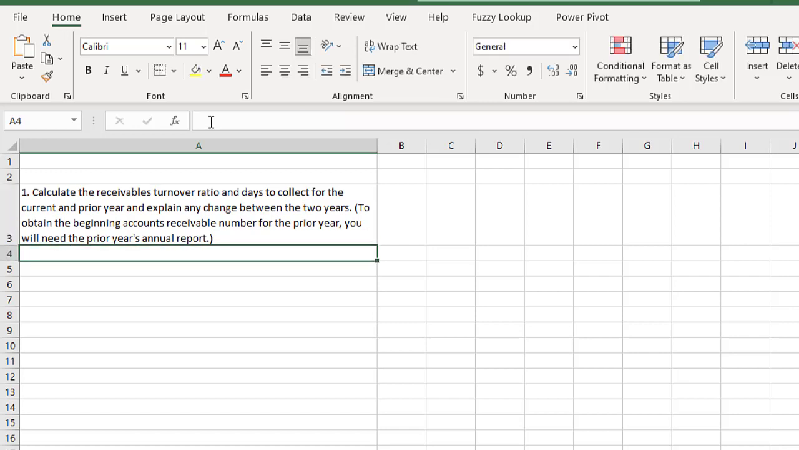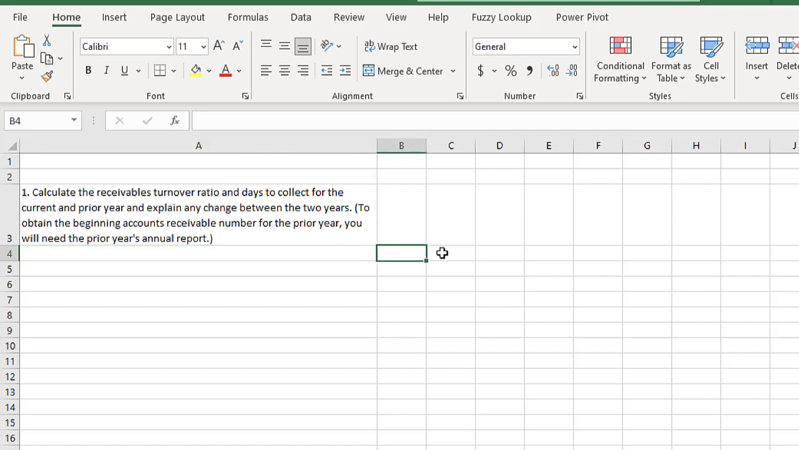Okay, so let's see what this question's asking us. Calculate the receivables turnover ratio in days to collect for the current and prior years and explain any changes between the 2 years. All right, so we need to calculate the turnover ratio. So remember that the turnover ratio is going to be sales divided by average accounts receivable. So the first thing we need to do is come up with average accounts receivable for our 2 years. So if we're gonna look at, for me, 2021 and 2019, because remember I have a January end date.